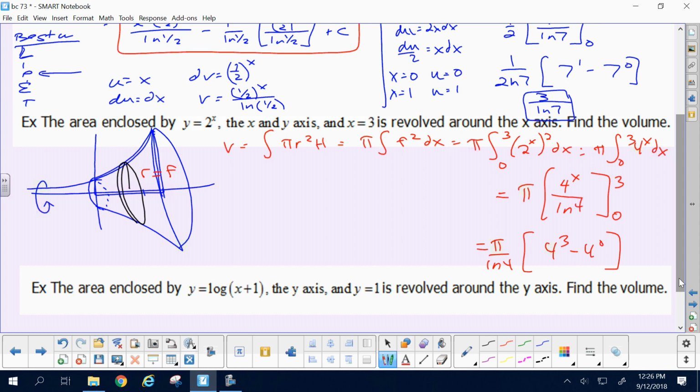So what do you get? 4 cubed minus 4 to the 0. 63. 63 pi over log 4. I don't know how that's allowed. That doesn't seem like it should be allowed. 2 to the x squared does not seem like that should work. Of course it makes total sense to me.